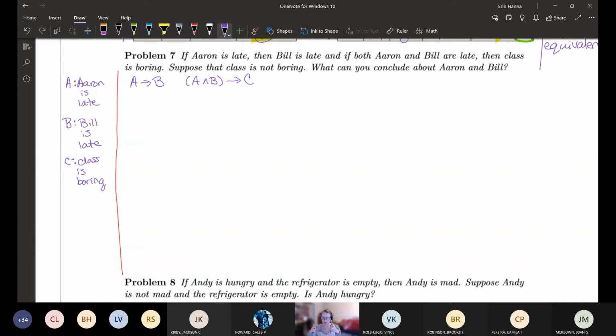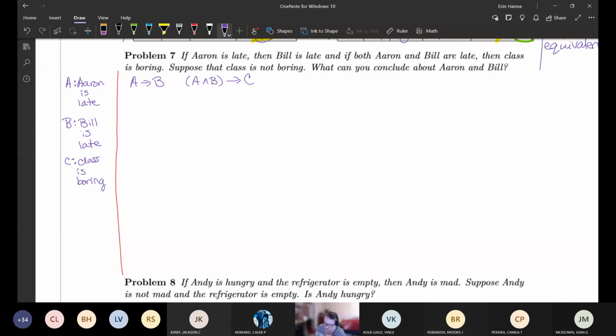Notice that the Aaron and Bill are late comes before the then. And since it's kind of a more complex thing than just one variable, I should put it in parentheses. Okay. So if essentially you have an if-then statement and there's more than just one term, if you will, between the if and then, put it in parentheses.